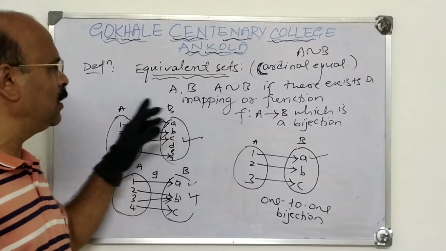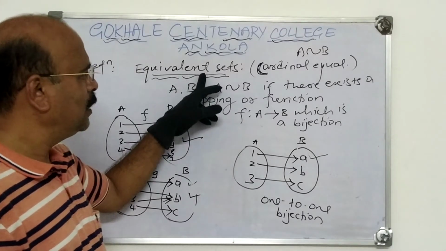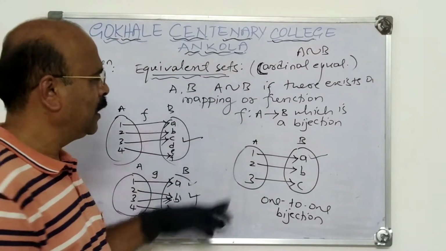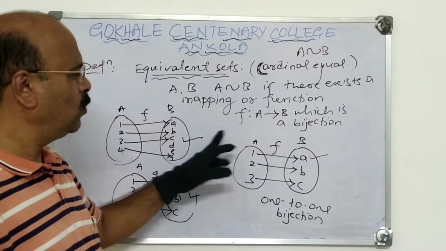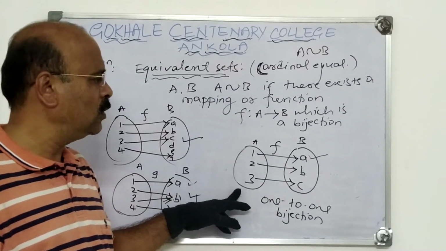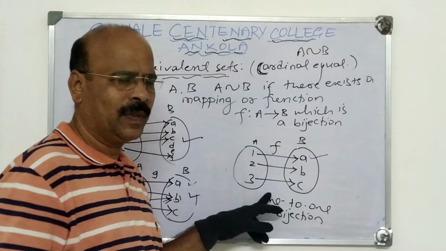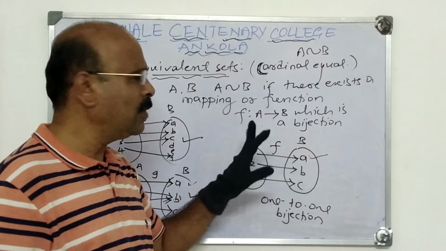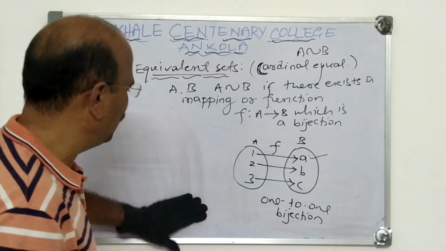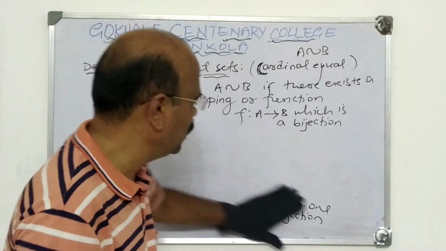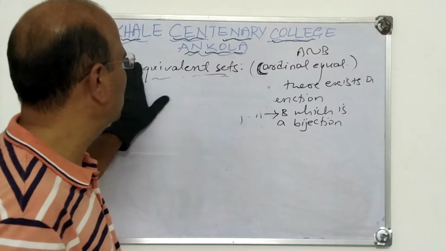Now go to this definition. When you say that two sets are equal or equivalent, two sets are equivalent if there exists a function from A to B which is 1-1 as well as onto, or they have the same cardinality. We say that two sets have the same cardinality. In our further study of countability, we use this definition of 1-1 as well as onto functions.